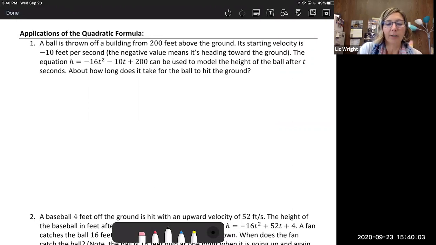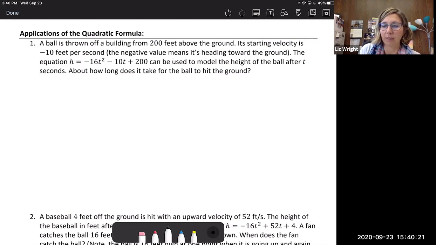So what we've got here, it says a ball is thrown off a building from 200 feet above the ground. Its starting velocity is negative 10 feet per second. The negative just means it's heading towards the ground. The equation that we're given can be used to model the height of the ball after so many seconds.